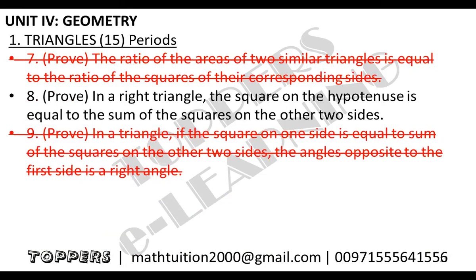In a triangle, if the square on one side is equal to the sum of the squares on the other two sides, the angle opposite to the first side is a right angle. That is reduced.